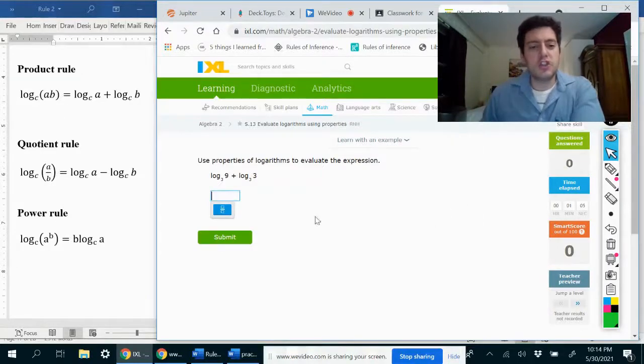Hi everybody, let's do IXL Algebra 2 S13, Evaluate Logarithms Using Properties. These are the properties we're going to need for this exercise.